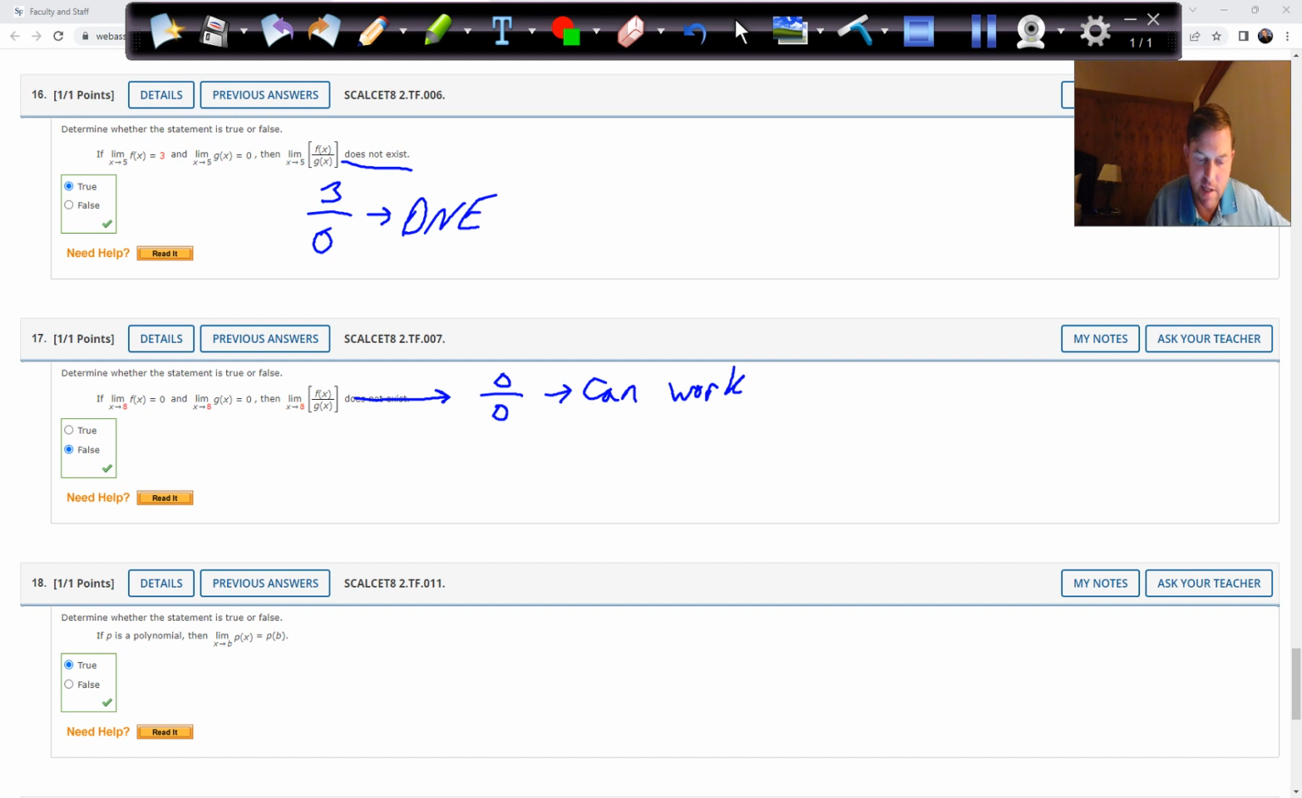So they say it does not exist. I will teach you later in the course methods where we can make it work. So this one's false. Okay, determine whether the statement is true or false. If p is a polynomial, then the limit x approaches b, p of x equals p of b. So the only time limits break down are when you have square root of negative numbers or you have divide by 0. A polynomial by definition never has those things. It never has square roots and it never has divide by 0.